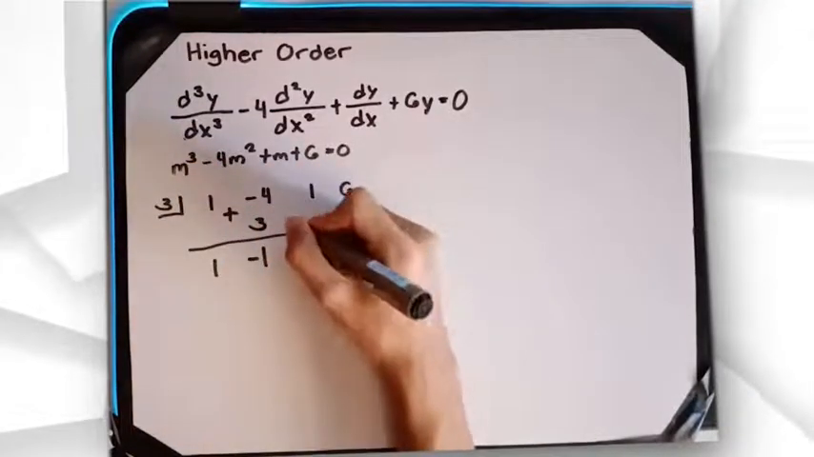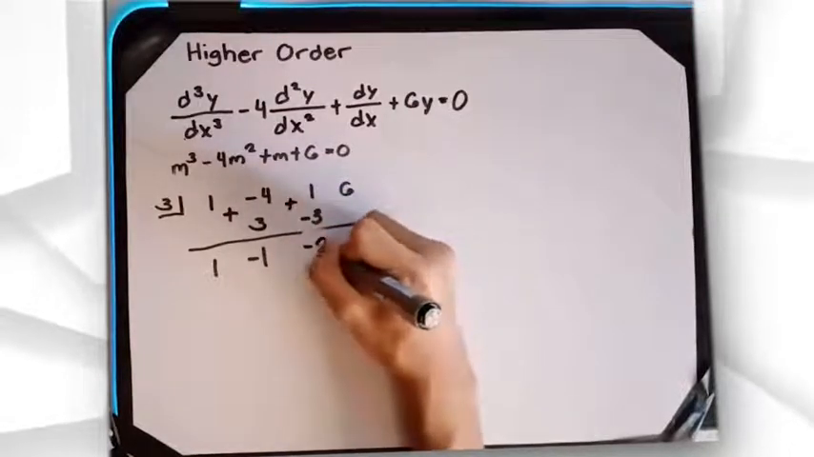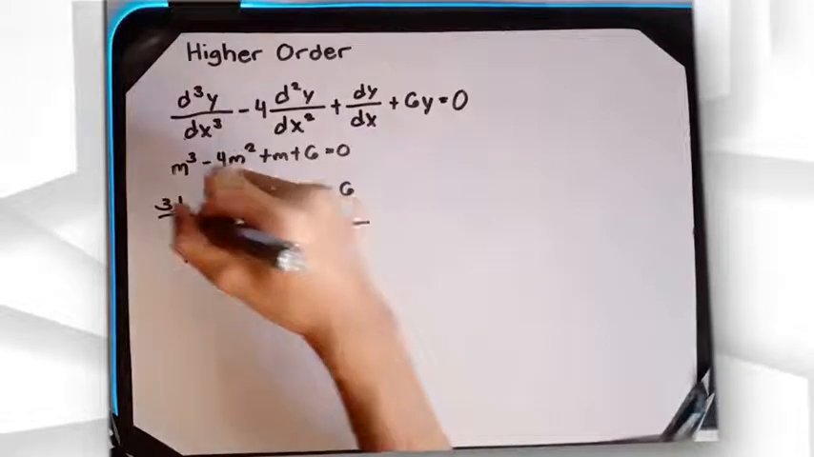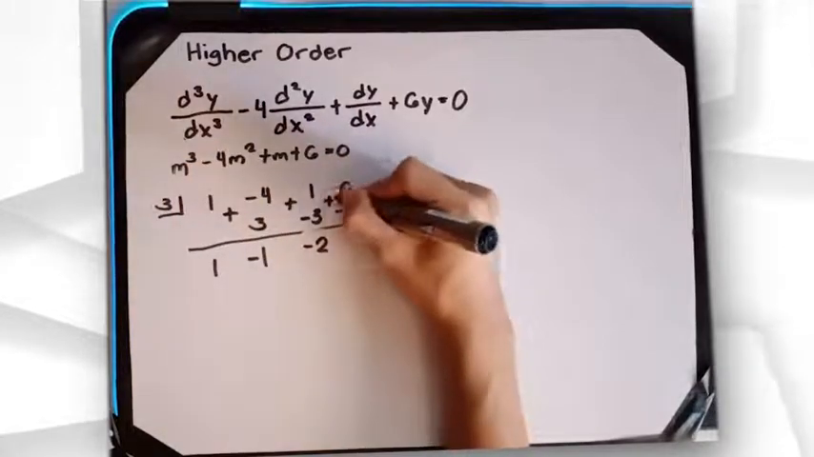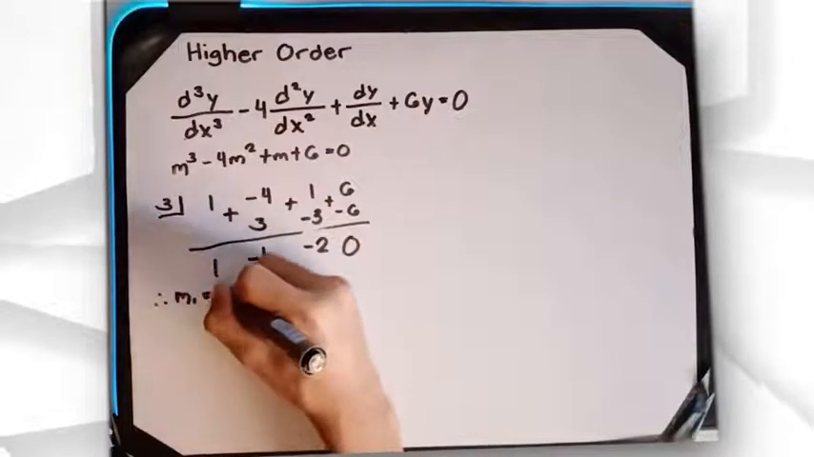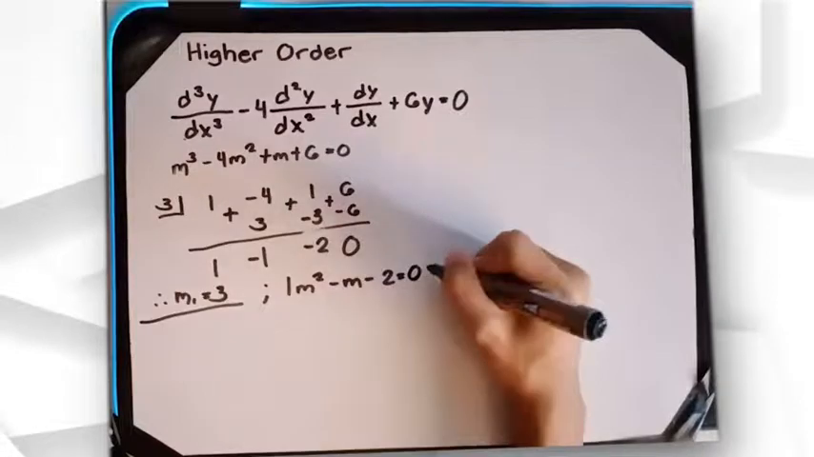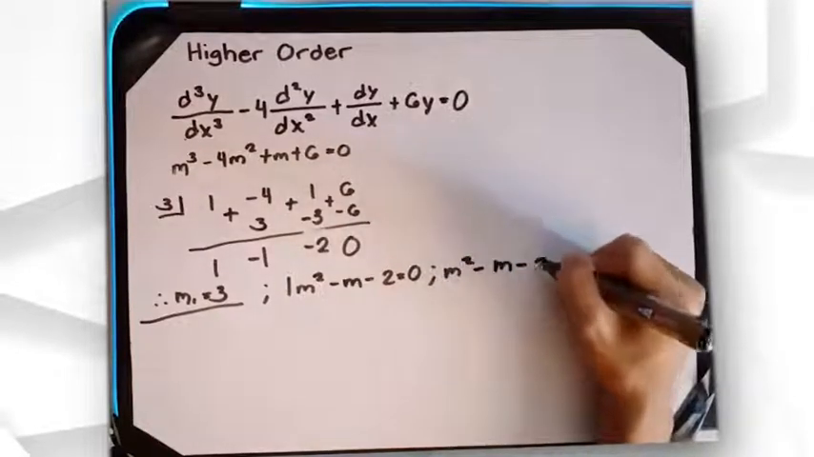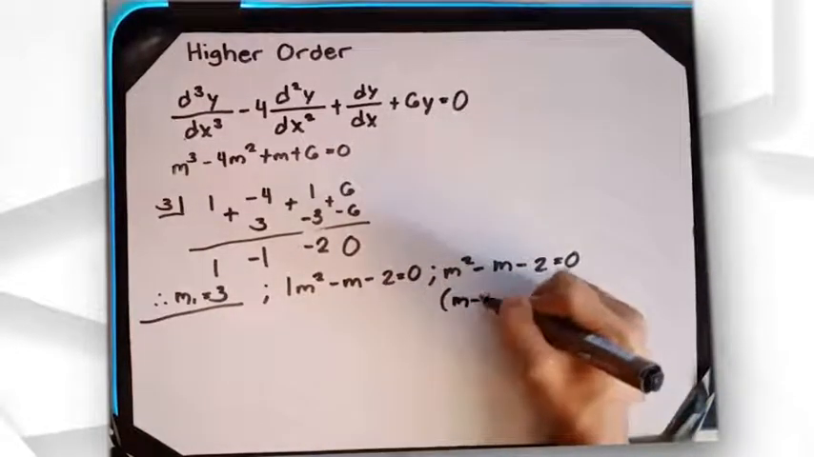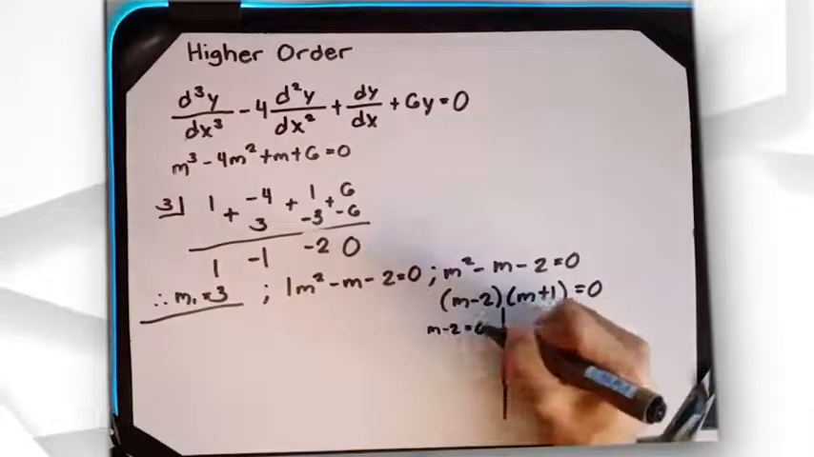We multiply negative 1 by 3 and it will be equal to negative 3. Add 1, it will be equal to negative 2. Negative 2 times 3 is equal to negative 6. Add 6, then it will be equal to 0. Therefore, one of the roots, or m sub 1, is equal to 3. We are now left with m squared minus m minus 2 is equal to 0. If we are going to factor this, then it will be equal to m minus 2 times m plus 1 is equal to 0.